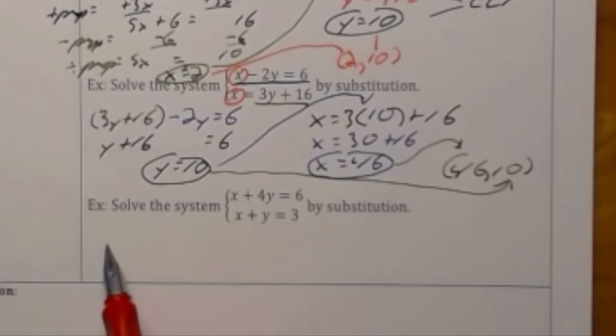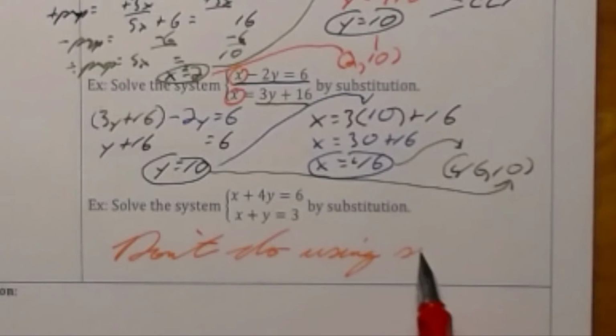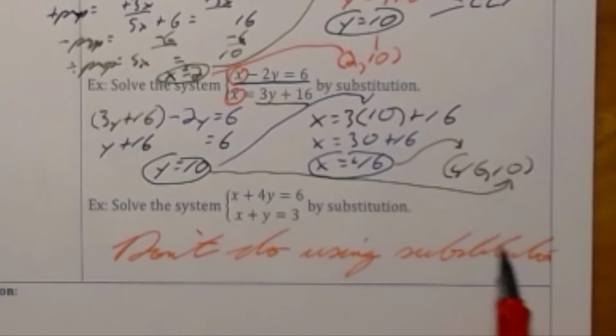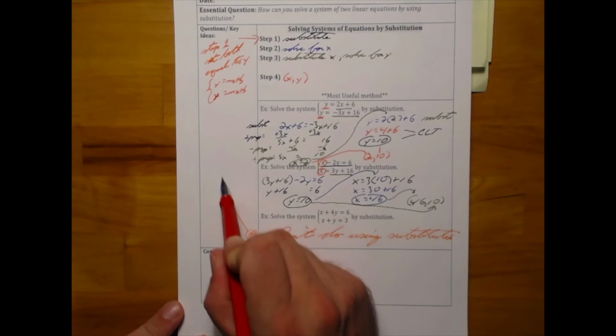Finally, we have this third example, and it is not set up in a convenient form for me to do substitution. So I'm going to say simply don't use substitution in this case, unless you want to make both of those equations into slope-intercept form.